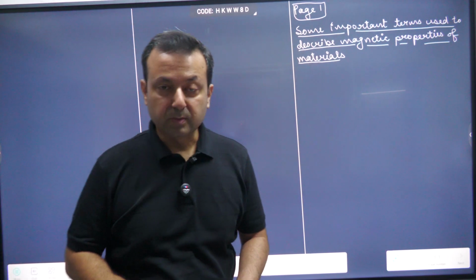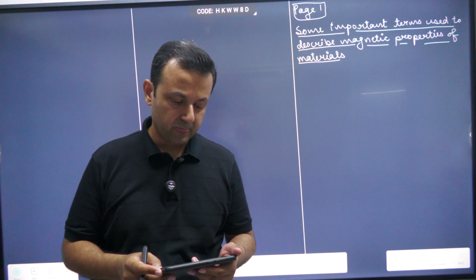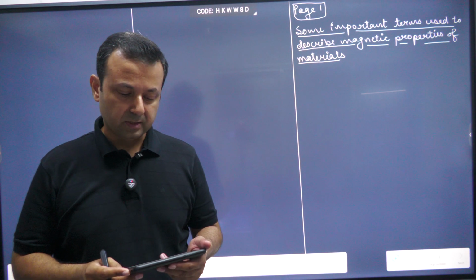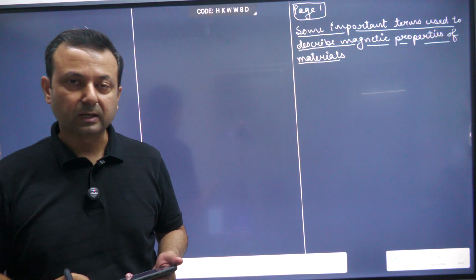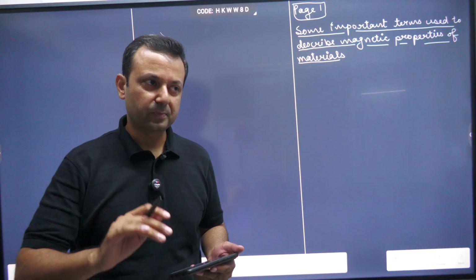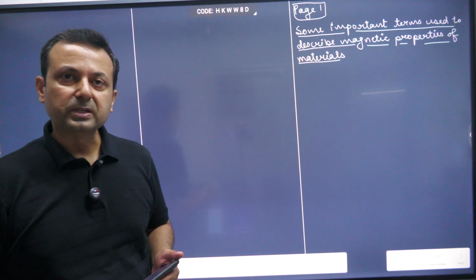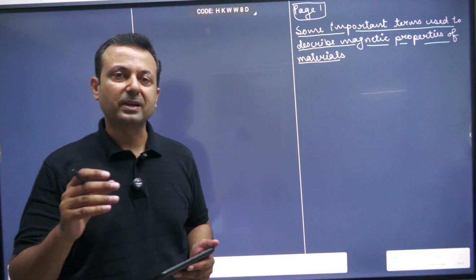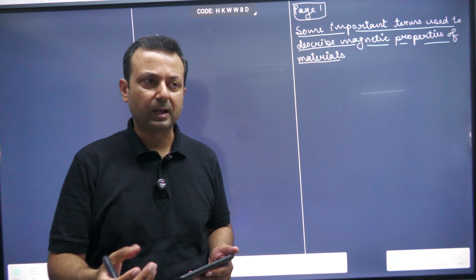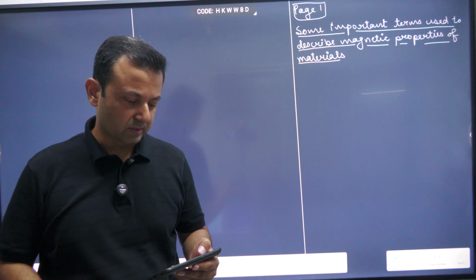Now, first one is magnetizing field. The magnetic field that exists in vacuum and induces magnetism is called magnetizing field. Such a magnetic field which exists in vacuum also, and which induces magnetism in a magnetic material like iron, steel, cobalt, and nickel, is called magnetizing field.